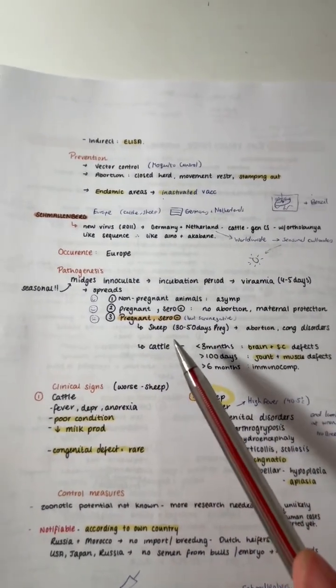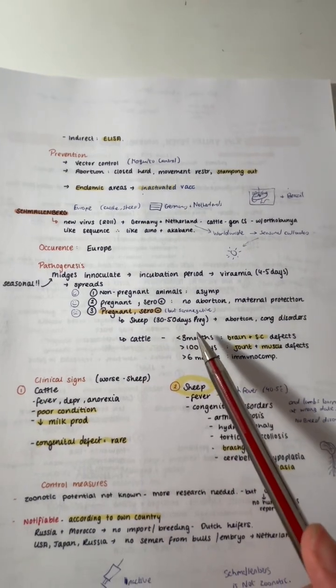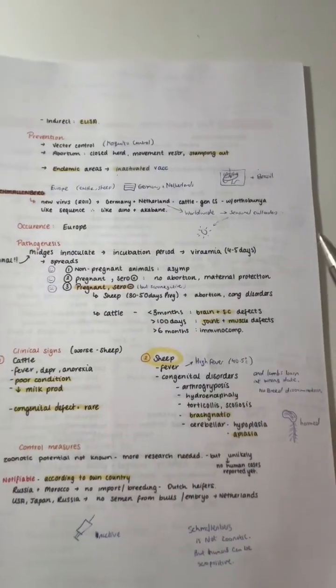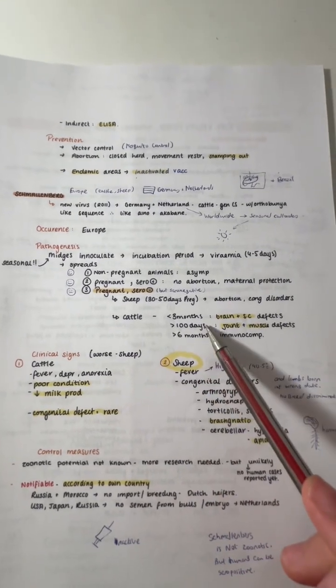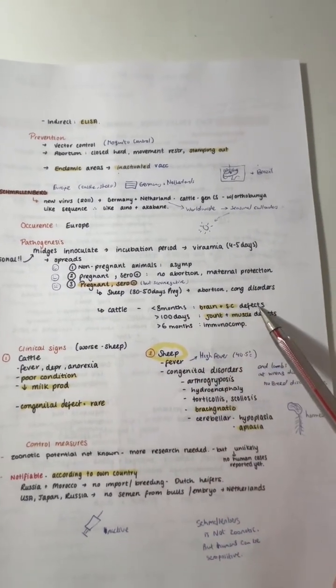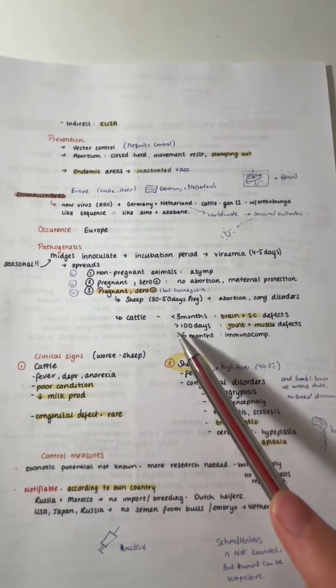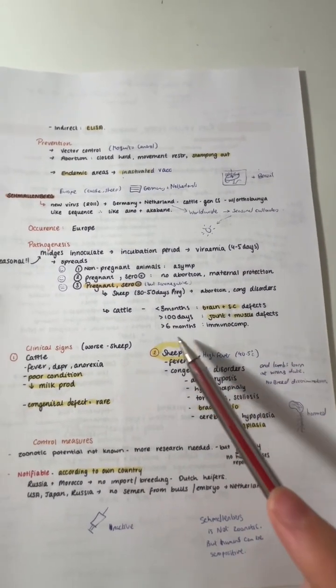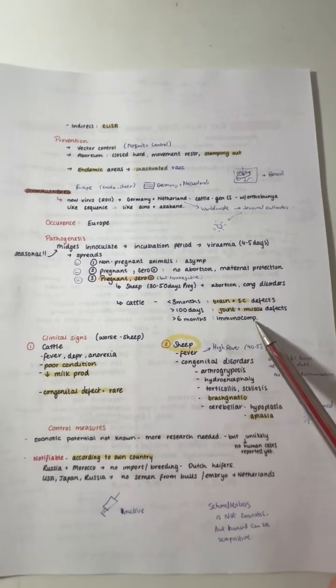In sheep, if they're infected from days 30 to 50 of their pregnancy, they can have abortion and congenital disorders. In cattle, if it's less than 3 months of pregnancy, the brain and spinal cord is affected. If it's less than 100 days of pregnancy, there's joint and muscle defects. And if it's less than 6 months of pregnancy, they're immunocompromised.